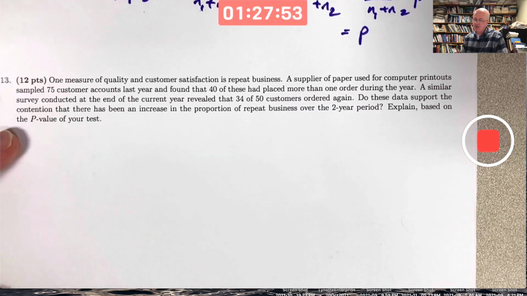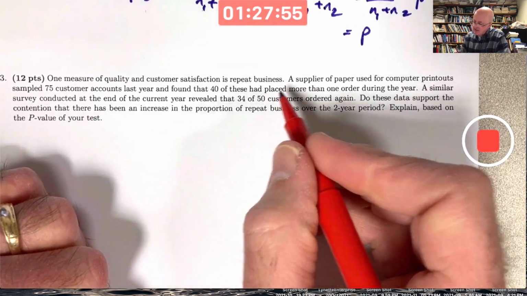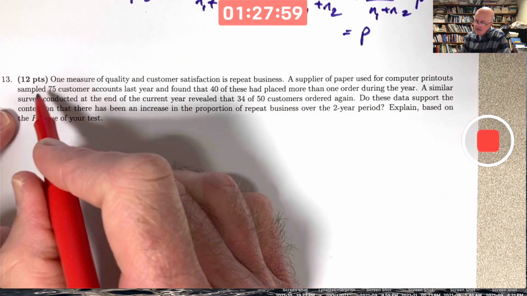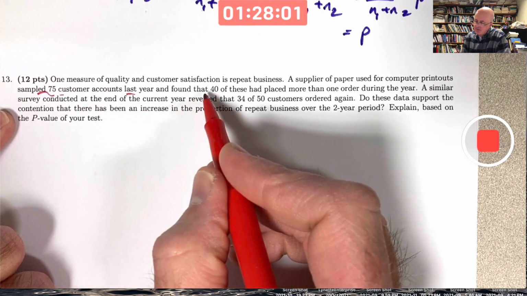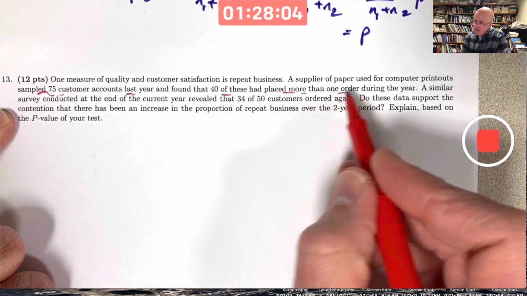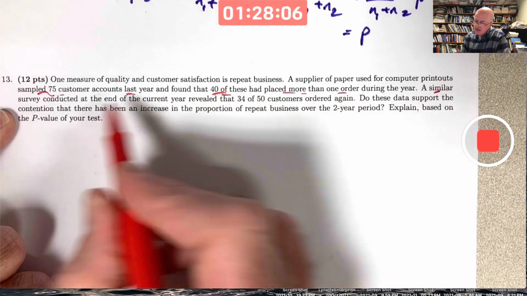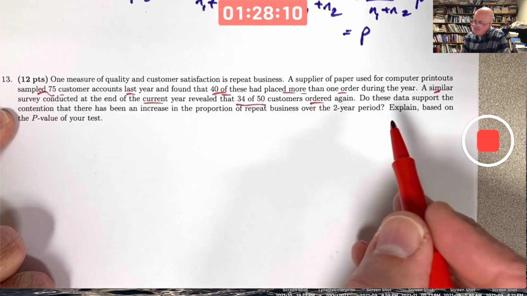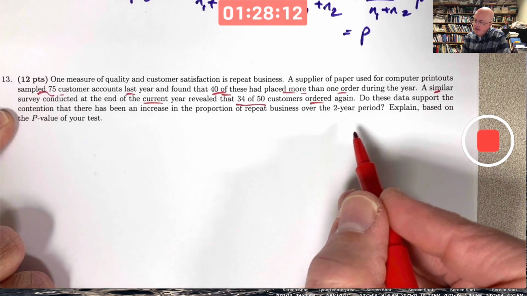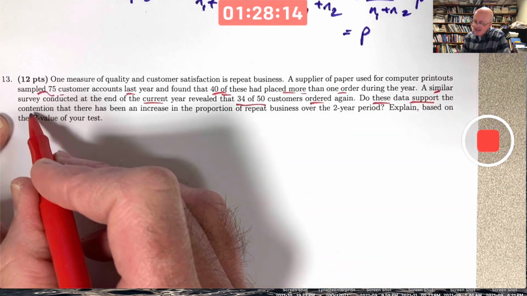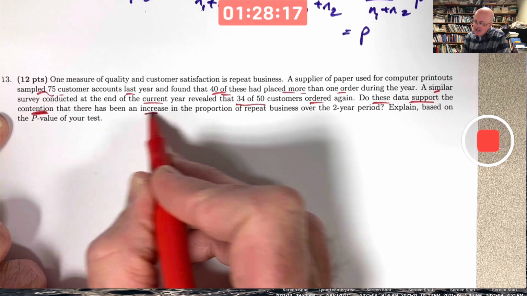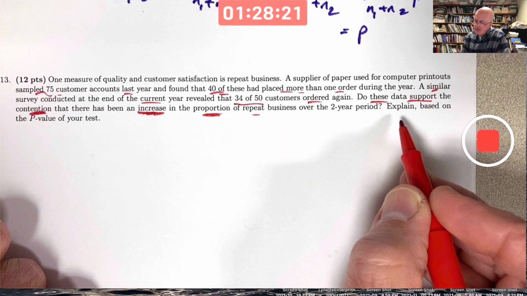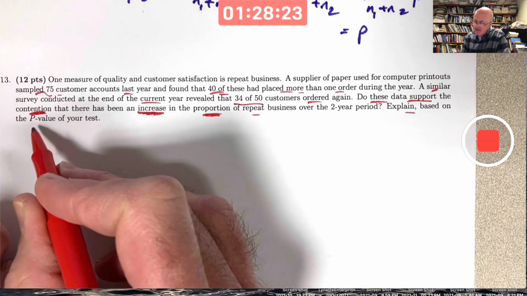Last problem. One measure of quality and customer satisfaction is repeat business. A supplier of paper for computer printouts sampled 75 customer accounts last year and found 40 had placed more than one order. A similar survey conducted at the end of the current year found that 34 out of 50 ordered again, placing more than one order. Do these data support the contention that there's been an increase in the proportion of repeat business over a 2-year period? Explain based on the p-value for your test.